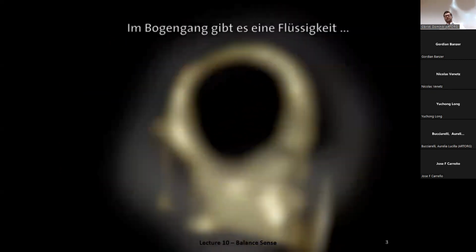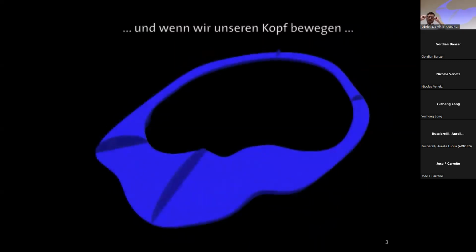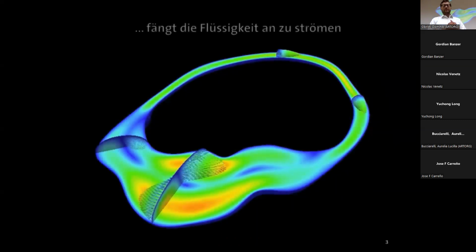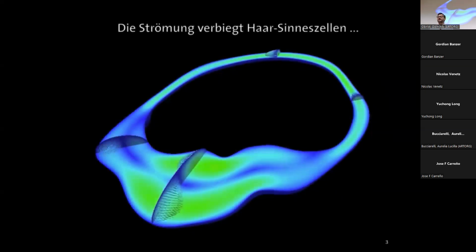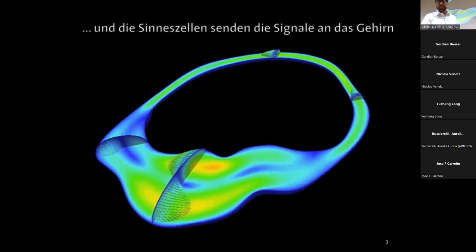And in the second hour, we're going to look at pathologies of these semicircular canals, which are extremely prominent. About 10% of the elderly population gets these disorders of the semicircular canals. Vertigo is the classical phenomenon.